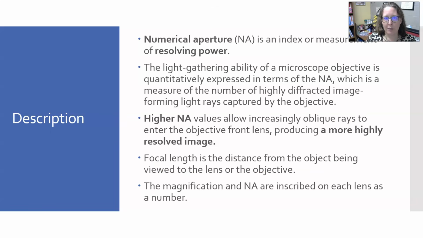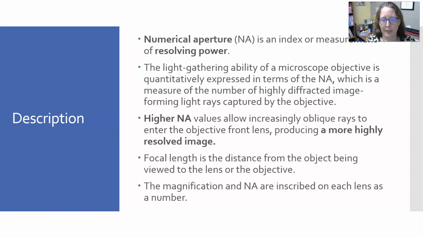So the numerical aperture, or the NA, is an index or a measurement of the resolving power of the microscope. So it's the light gathering ability of the microscope's objective and is quantitatively expressed in terms of the NA. And so it's a measure of the number of highly diffracted image-forming light rays that can be captured by the objective. Of course, the more of the light rays it can capture, then the more resolving power it has and the more high-resolution images you will have.